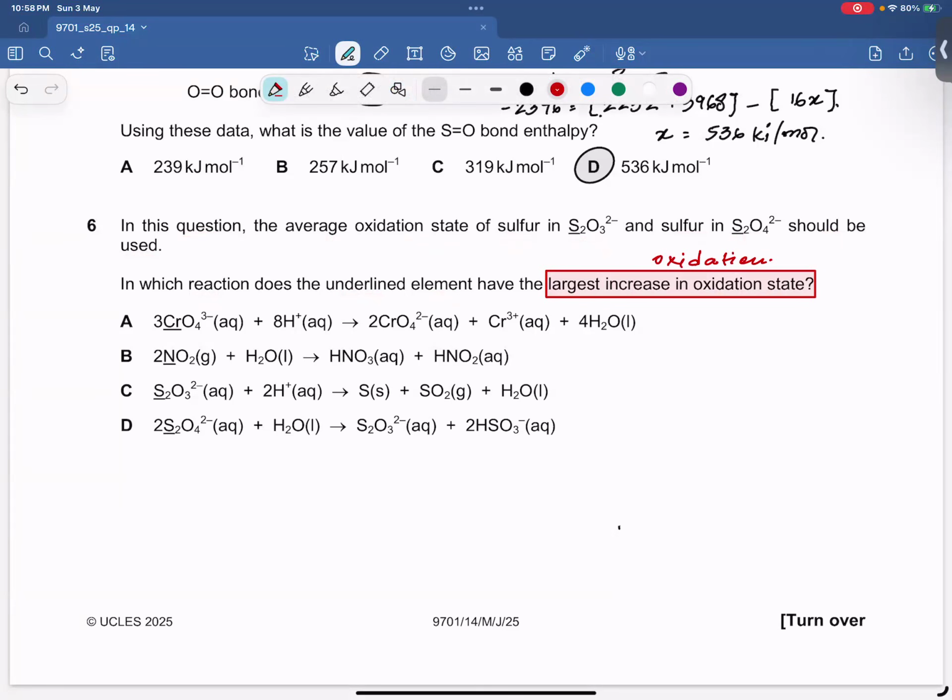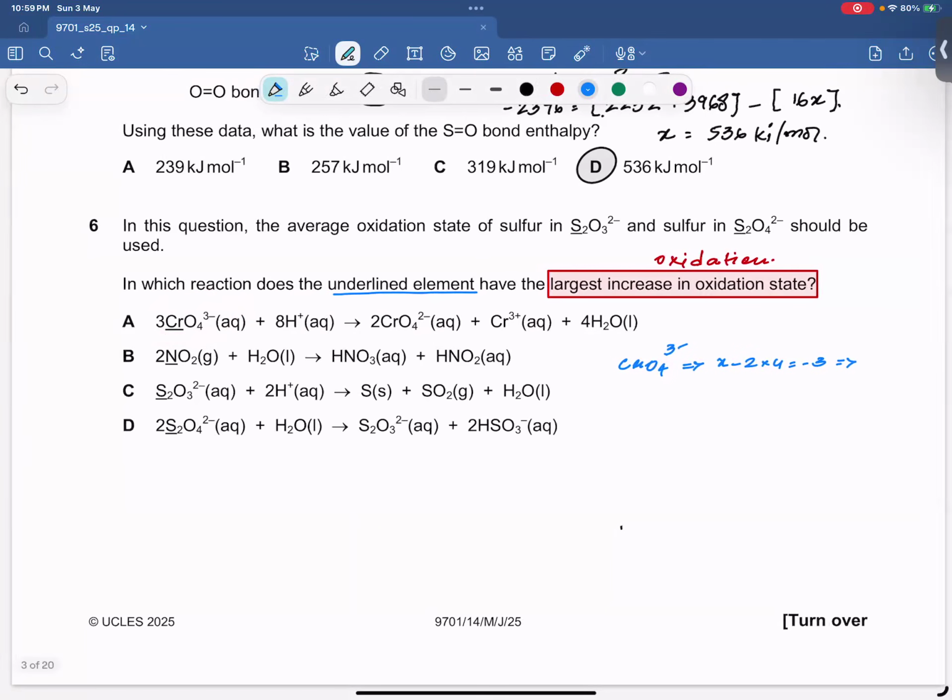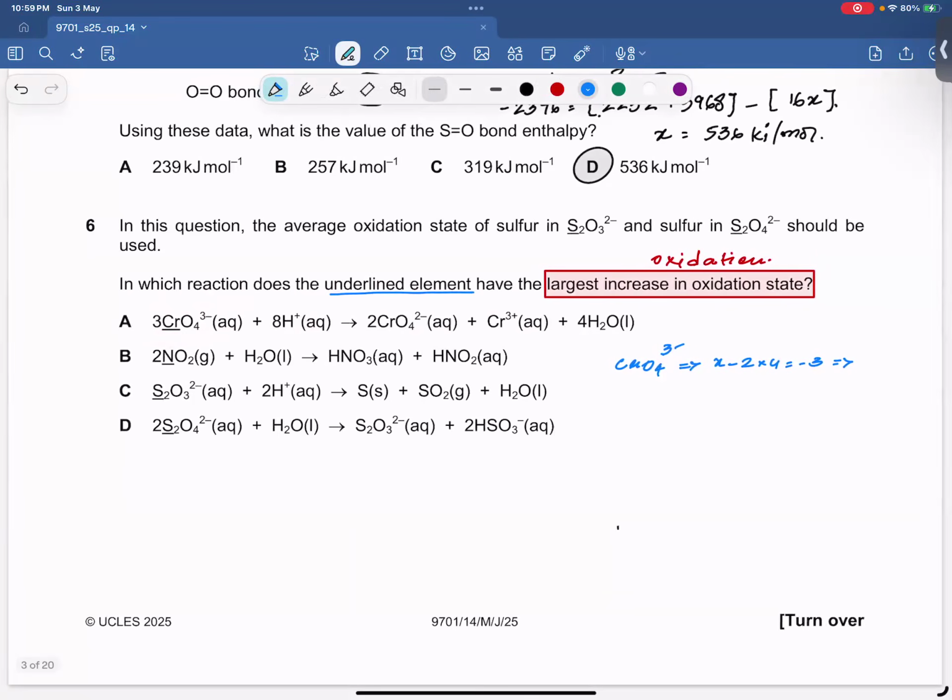And we need to consider the underlying elements, all right? So in this ion, let's find out the oxidation state of chromium. That's a very lengthy question. So chromium, let's suppose, is X. Oxygen has -2 charge into 4 equals -8, and the total is -3, so the oxidation state is going to be +5, I believe, right?